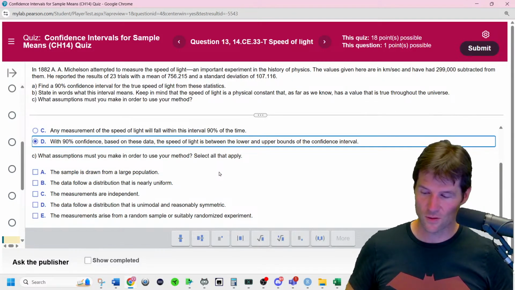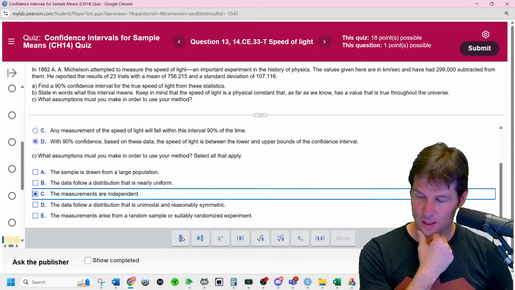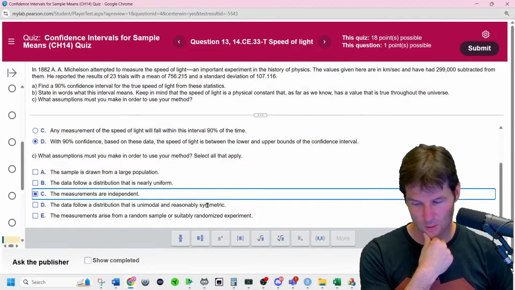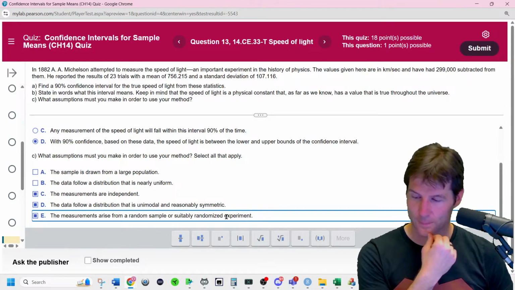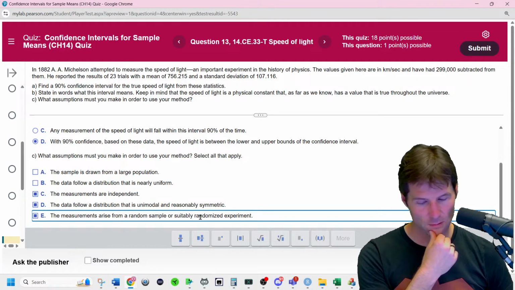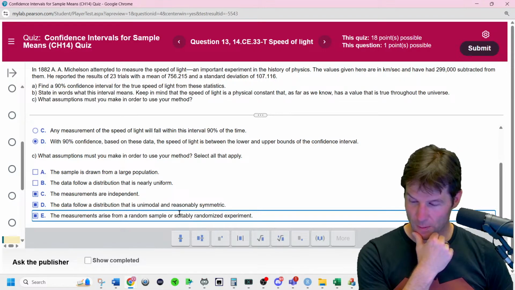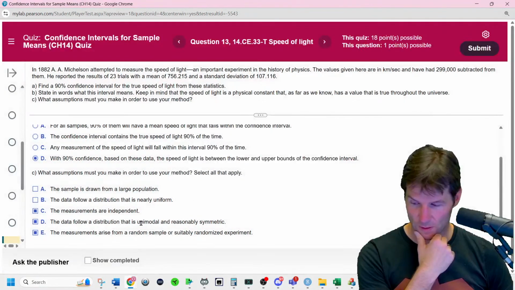And what assumptions did you have to make? Here we go. The measurements are independent. Yep, random independent. The data follow a distribution that's normal and reasonably symmetric. Sure. The measurements arise from a random sample or suitably randomized experiment. I hate the way they're phrasing these. It would not be a uniform distribution. The sample is drawn from a large population. No. So we got random samples. They're calling independence too. It's basically random. And unimodal symmetric.